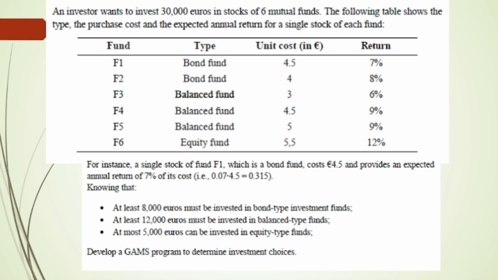Alright guys, today we are solving an investment optimization problem using GAMS. An investor has 30,000 euros to invest in 6 mutual funds. Each fund has a type that can be a bond, a balanced, or equity, a unit cost, and an annual return rate. Our goal is to decide how much to invest in each fund, respect the minimum and maximum conditions on fund types, and maximize the total annual return.